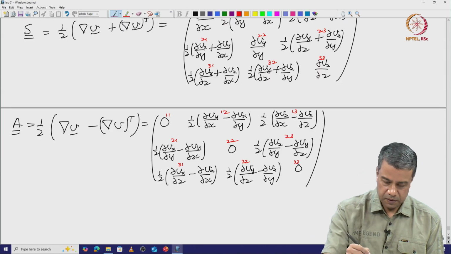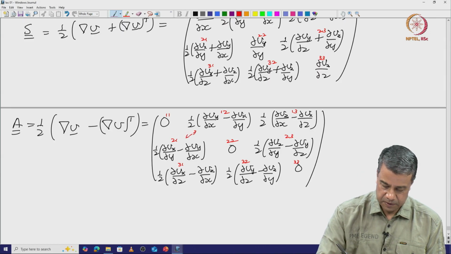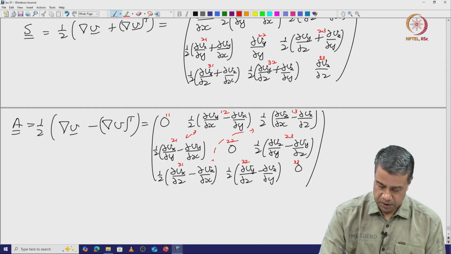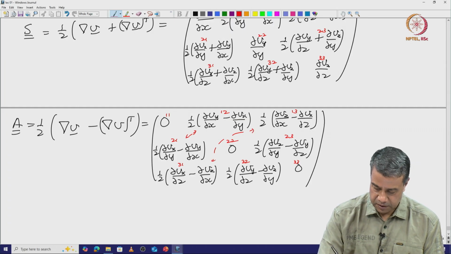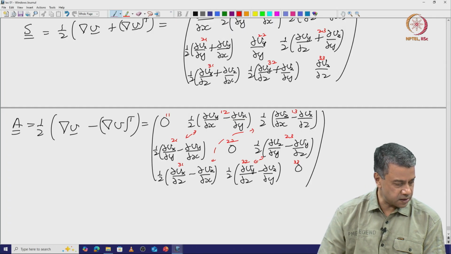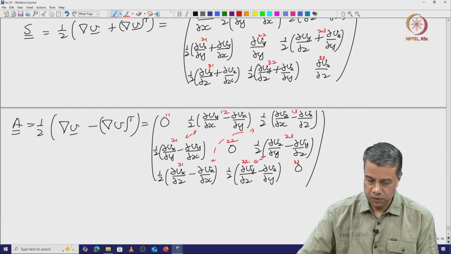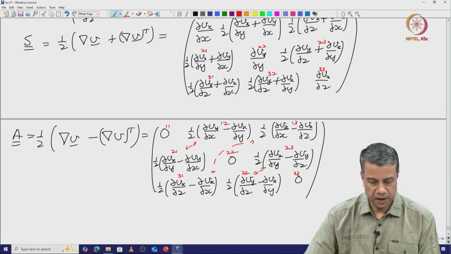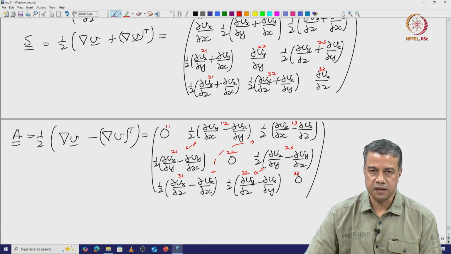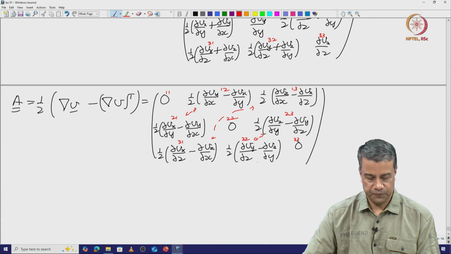Okay. So, you can see here that these two have opposite signs, these two have opposite signs and these two have opposite signs. So, that is the decomposition into a symmetric and an antisymmetric tensor. The antisymmetric tensor has 0 diagonals.